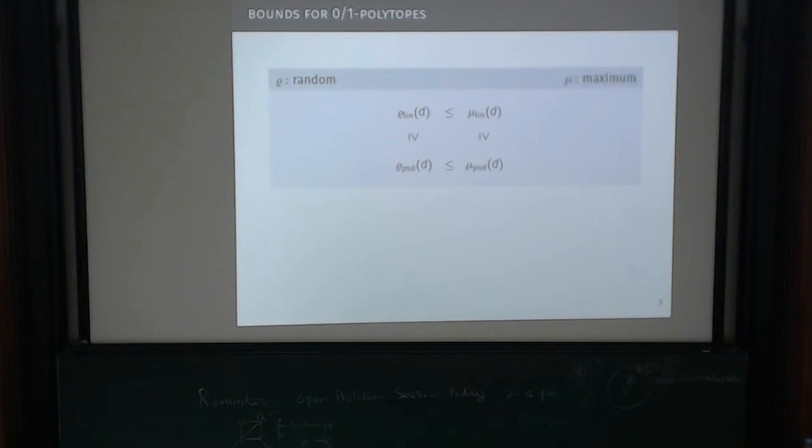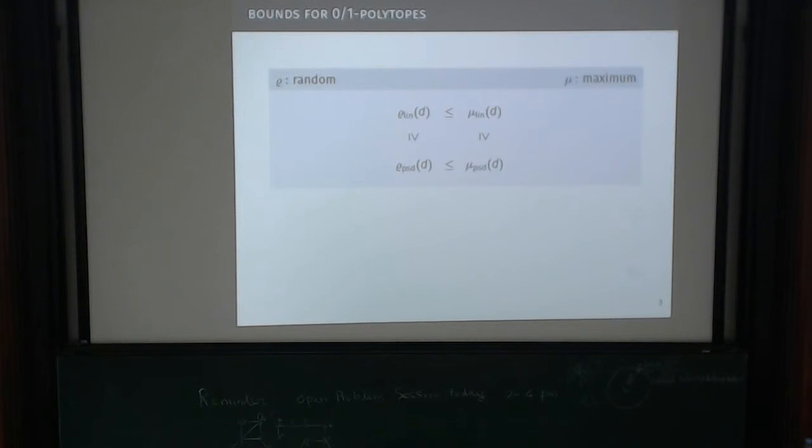And here is the general picture. So remember, rho is random, mu is maximum. So of course we have these relations. Rho lin is at most mu lin. That's the maximum, that's the random. Same for the PSD. And of course, rho lin is larger than or equal to rho psd. And the same for the maximum values as well.